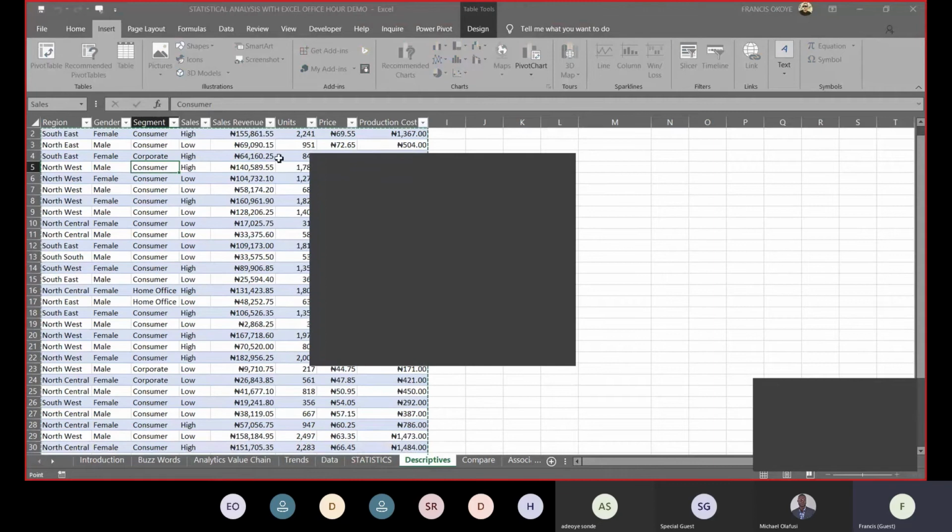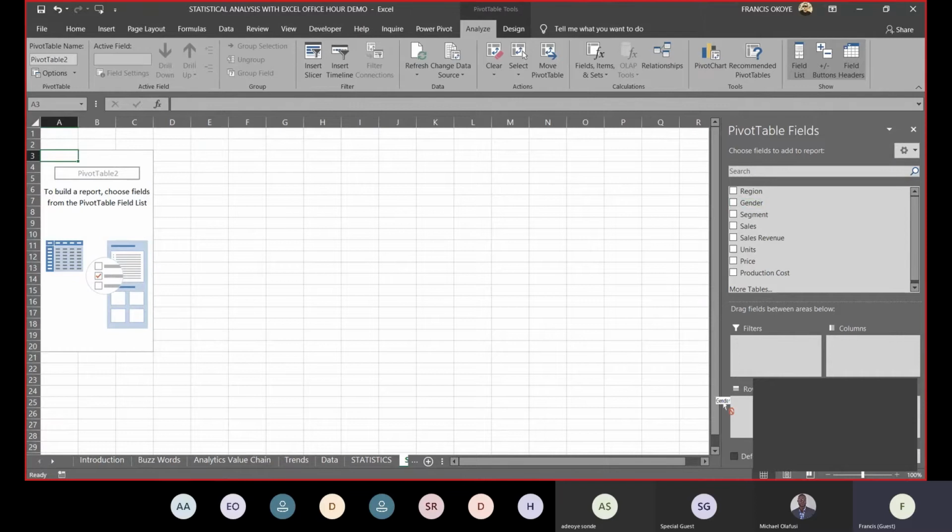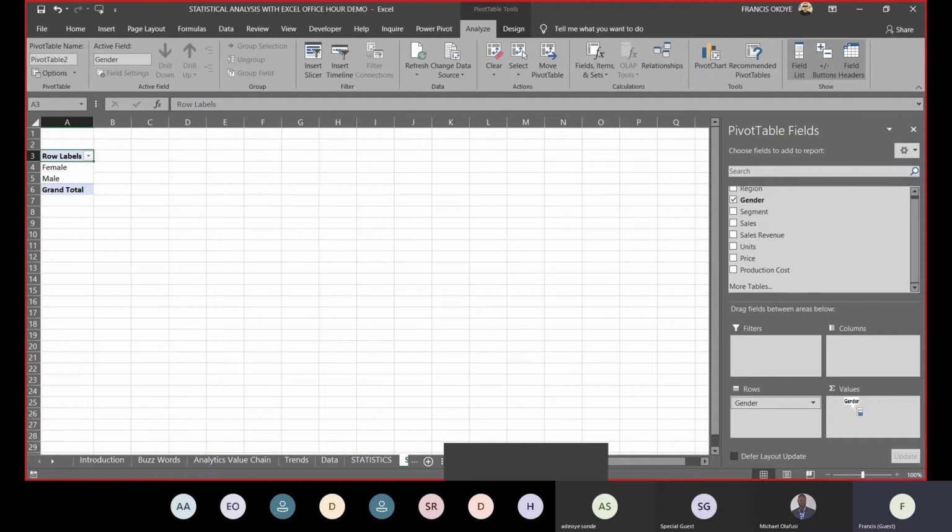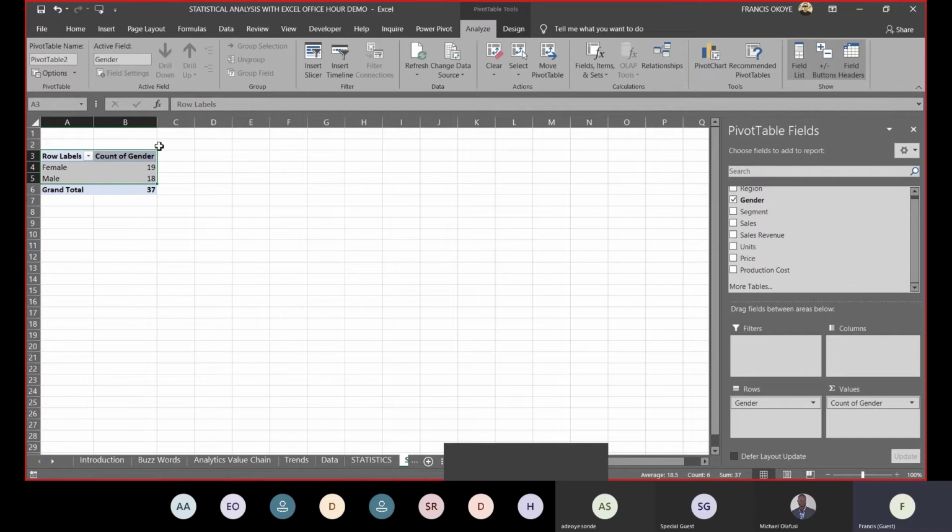So for example, my table is sales. Let's say gender, and how many of them, so I put that there. So the count of it. And with that, we can easily present that. All we are doing is only presenting the data without drawing any conclusion. We are only describing the data.